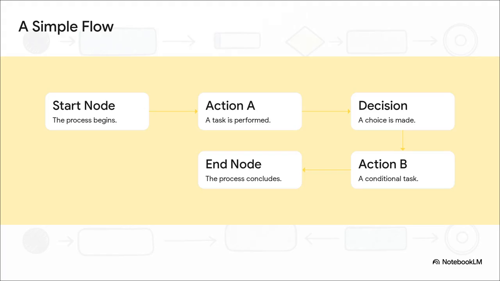So let's put it all together real quick. A process kicks off at the start node. Then some action A happens, which takes us to a decision. Now, depending on that decision, maybe a totally different task, action B, gets performed before the whole thing wraps up at the end node. See? It's just a simple, logical story told with a few shapes.